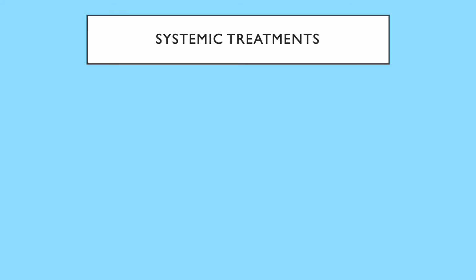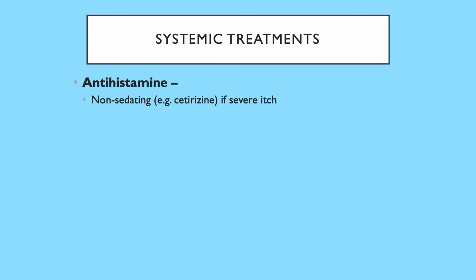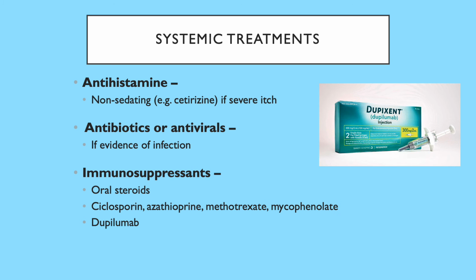There are a few systemic treatments available. Antihistamines can be used for severe itch. Antibiotics or antivirals should be used if there are signs of infection, which we will look into further in the next slide. There are a number of immunosuppressants used to treat eczema. Oral prednisolone can be used for severe flares to gain rapid control in the short term.